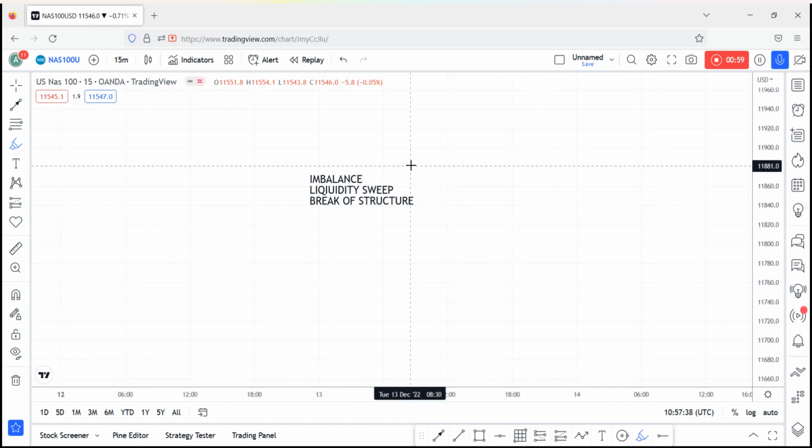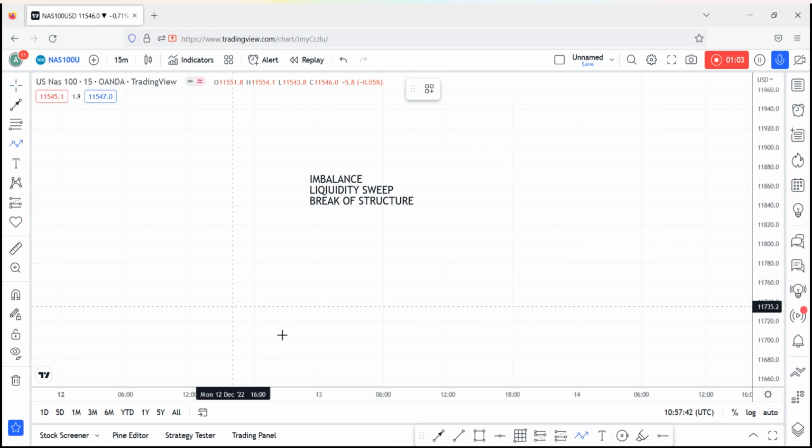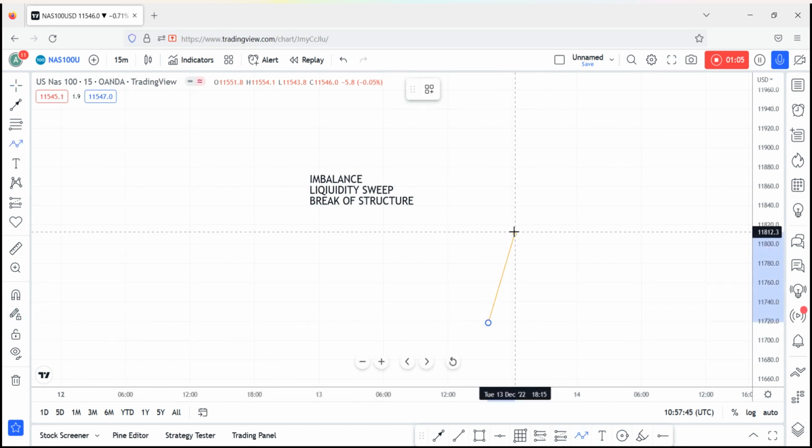So the second thing is liquidity sweep. So what is the liquidity sweep? Let me tell you here. I have made a video on the imbalance. If you don't know about the imbalance, please watch the video. I can put it in the I button, right? You can watch the video here and get to know what imbalance is, right? So now let's talk about liquidity sweep.